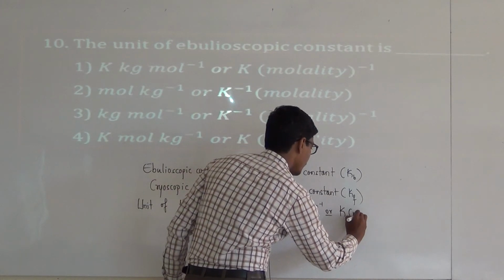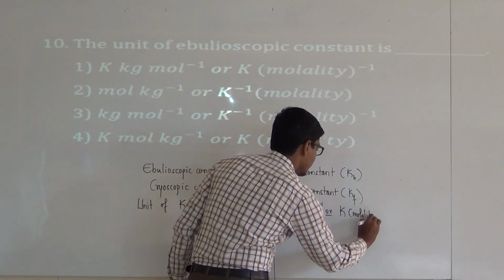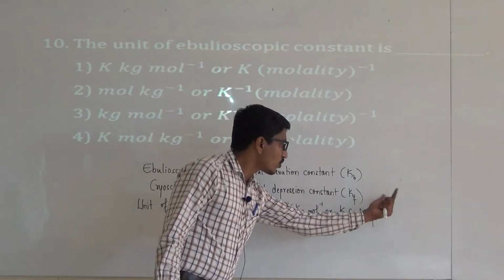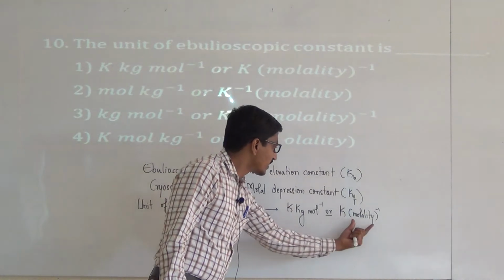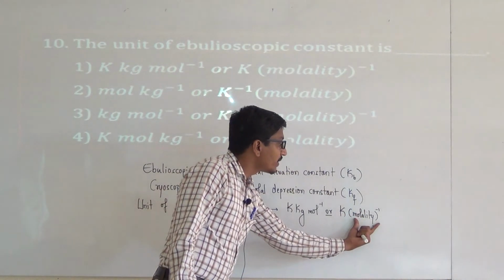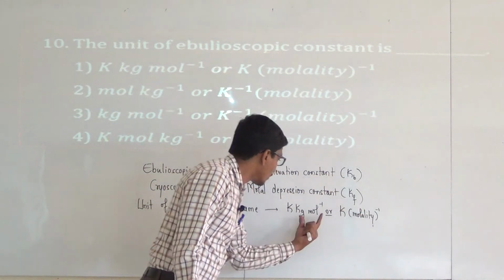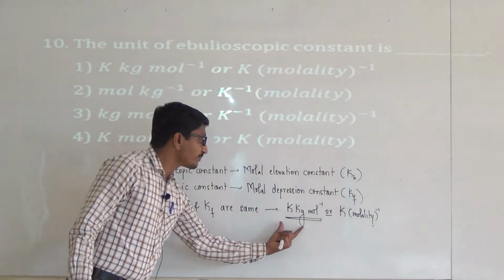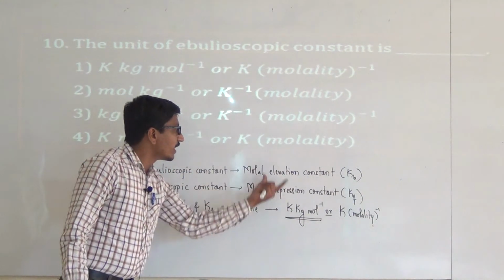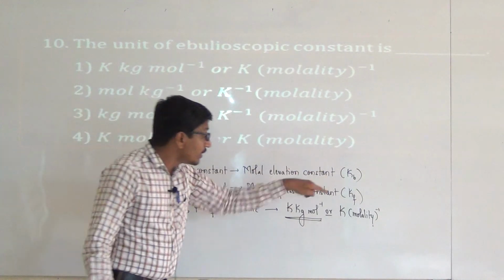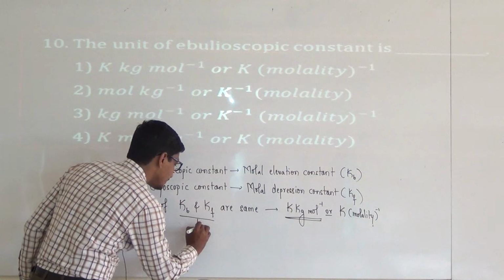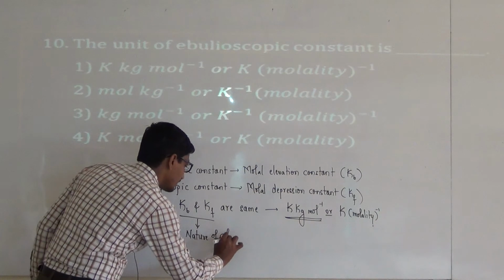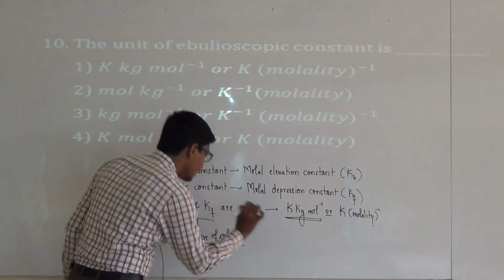per molality. Per molality means mole per kg, and the reciprocal of mole per kg is nothing but kg per mole. This is the unit of ebullioscopic as well as cryoscopic constant, and this is same for Kf as well as Kb, and the Kf and Kb values only depend on nature of solvent.